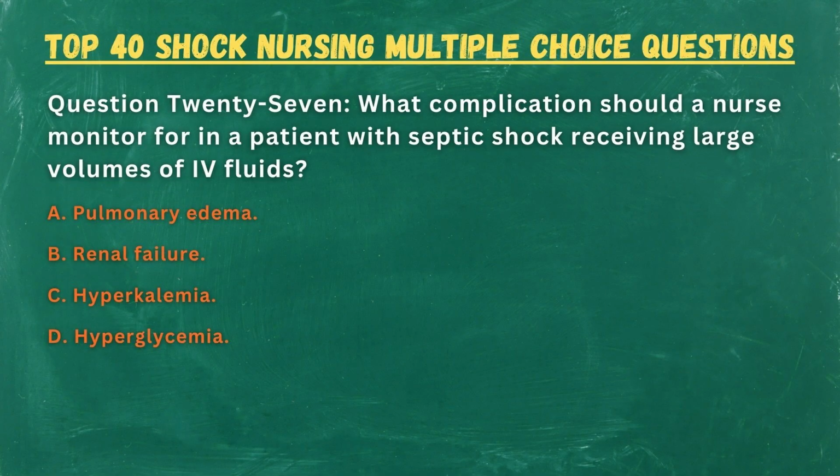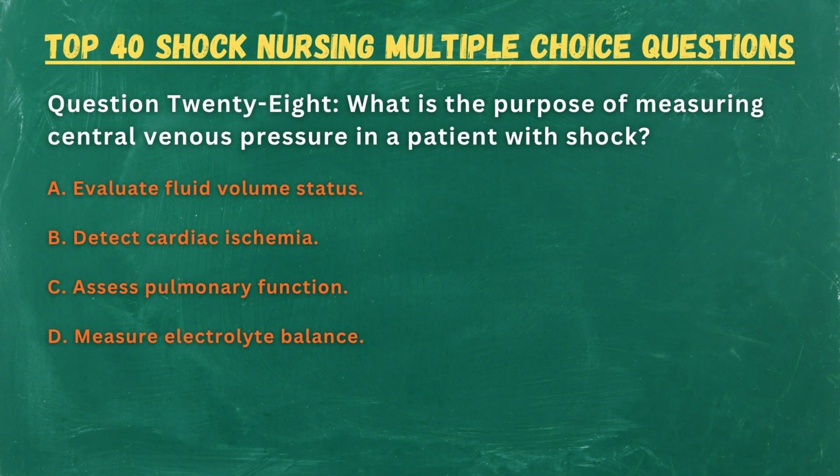Question 27. What complication should a nurse monitor for in a patient with septic shock receiving large volumes of IV fluids? A. Pulmonary edema. B. Renal failure. C. Hyperkalemia. D. Hyperglycemia. Answer: A. Pulmonary edema.